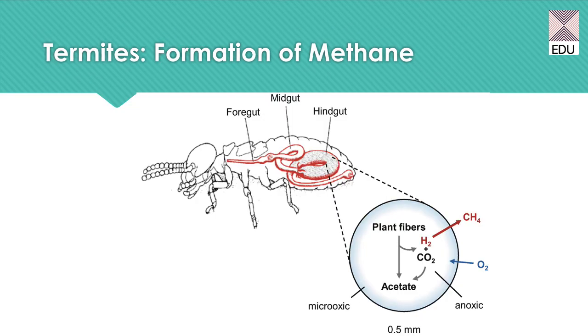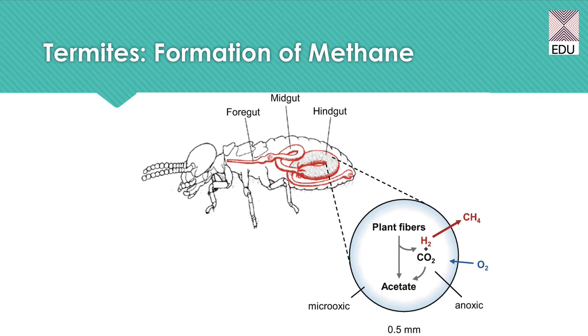Now this slide shows the formation of methane in the gut of the termites. The whole gut of the termite is divided into three major parts. First is the foregut, second is the midgut, and third is the hindgut. The last part of the gut, the hindgut, has the flagellates and the bacterial fauna which carry out this reaction.